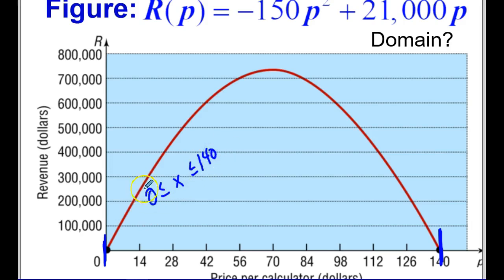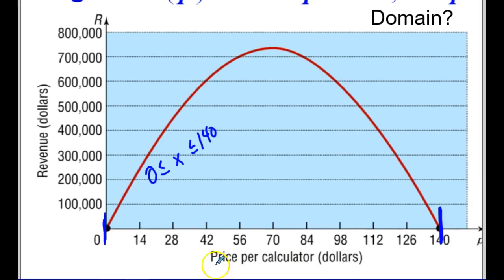I know that it can't go below 0 because I cannot have a negative cost. Right? So this is where we also can look at our labels, and that helps us a lot. So my price per calculator, I cannot have a price that's less than 0. But also based on my graph, I cannot have a price that's over 140.